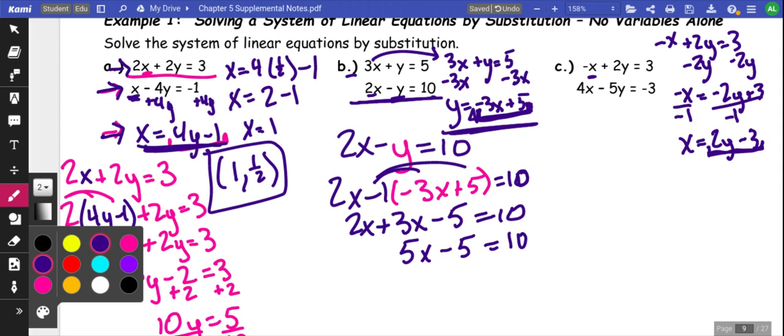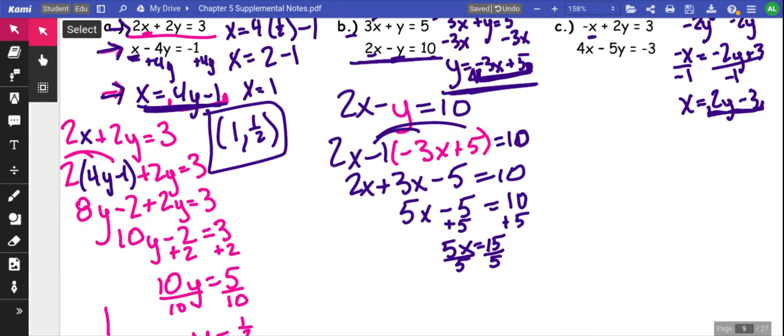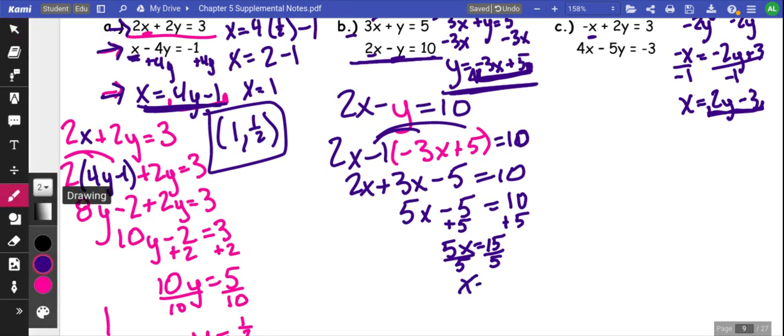I want to get rid of that 5, so I'm going to add it to both sides. Okay, it's a negative 5, so I'm adding 5 to both sides. I get 5x is equal to 15. Okay, I'm going to divide out the 5. I'm multiplying in the original, so I'm going to divide. And I end up here with x is equal to 3.